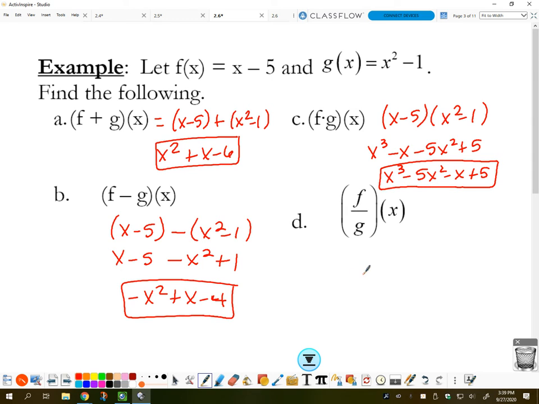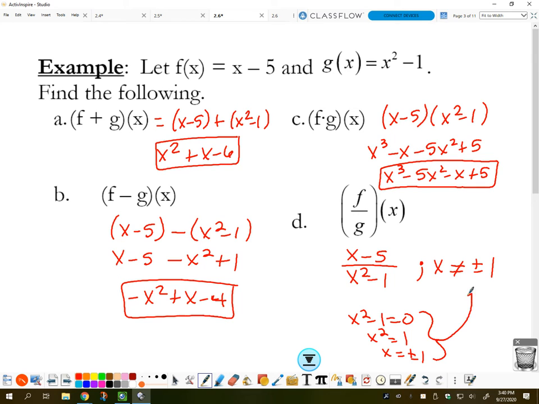The good news about division is that it's just take one function and write it over the other one. But you have to stop and say, I know I created a domain problem. X is not allowed to be 1 or negative 1 because that's going to make this denominator 0, and that's a problem. So this is the work to get that domain restriction.